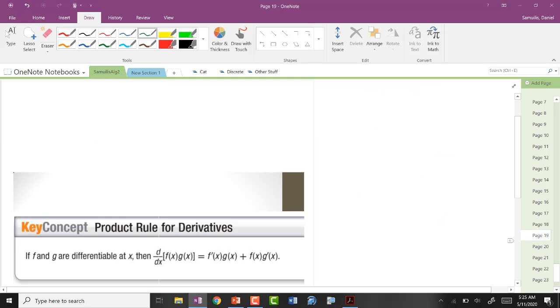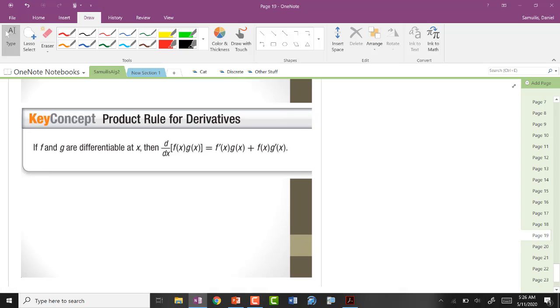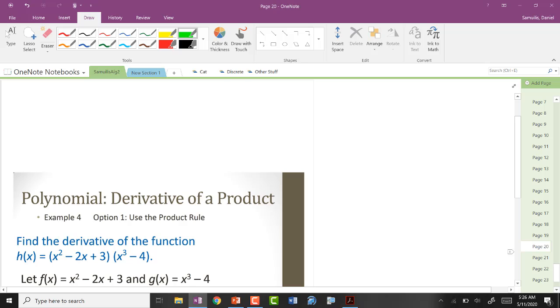Okay, so the product rule for derivatives is this formula. Basically what it's saying is if you're taking two functions, f of x and g of x, and you're finding the derivative of that product, you can find the derivative of the first function times the second function, so the derivative of the first times the second plus the first function times the derivative of the second. Okay, so let me show you an example here.